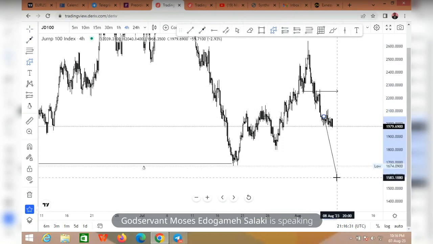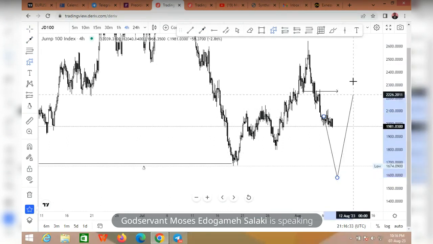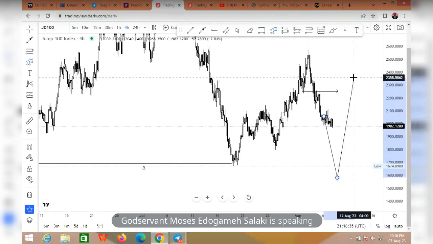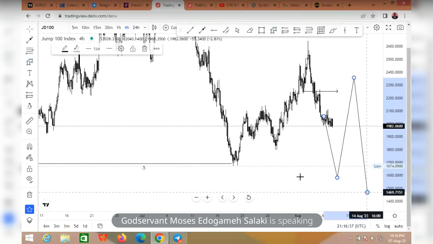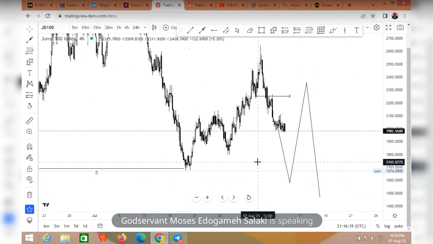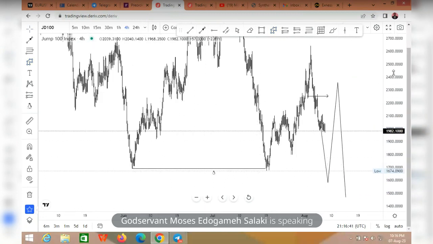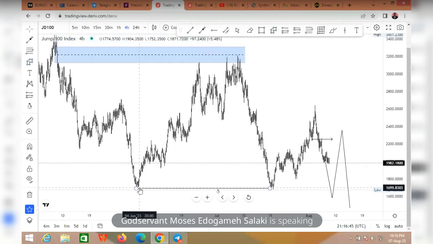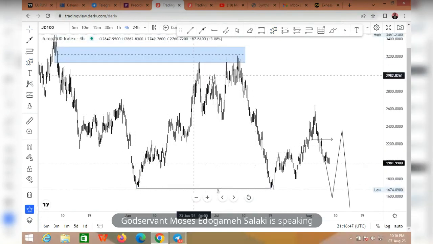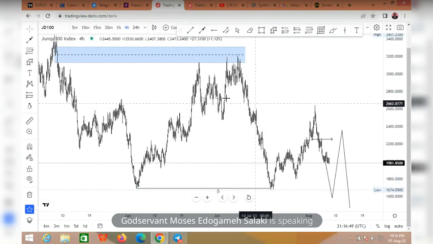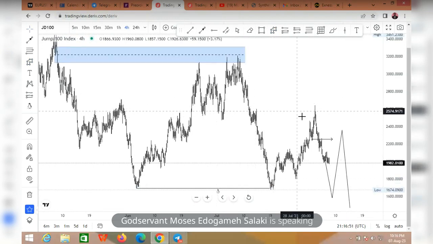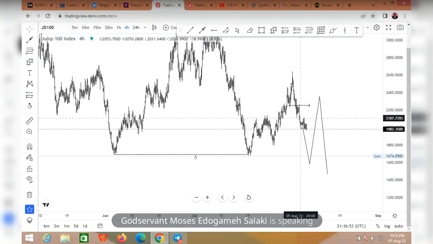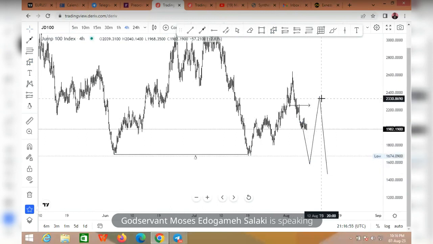So price must take out this low first, before we come to maybe around this zone, and then we go down. That's how the market works. If the low is not taken, price will not retrace. Look at this. As price was coming, price needed to take this low before it came here, before price retraced to this zone. So now price is here, allow price to take this low, and then price will retrace.